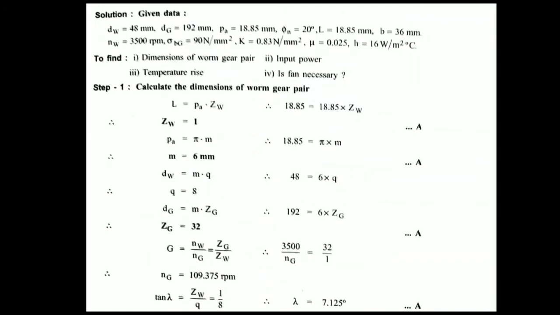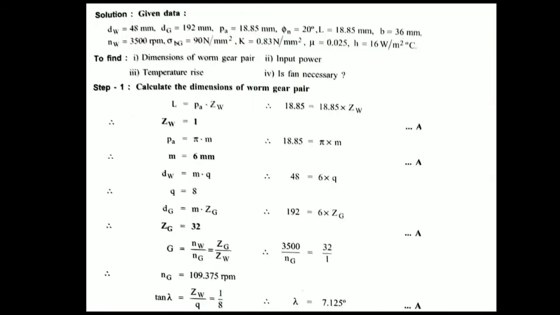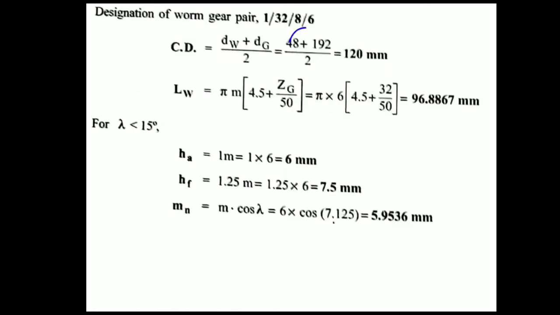For the designation I will have to keep the values here. The center distance: dW we have calculated here, the value of dW is 48, correct, and dg is 192. So I will have to put 48 plus 192 divided by 2. This will be the center distance. Why is center distance required? Because in the given data they have given A is equal to CD, center distance. So in that we'll have to use this value.